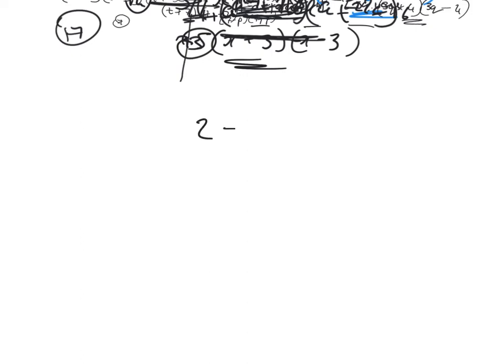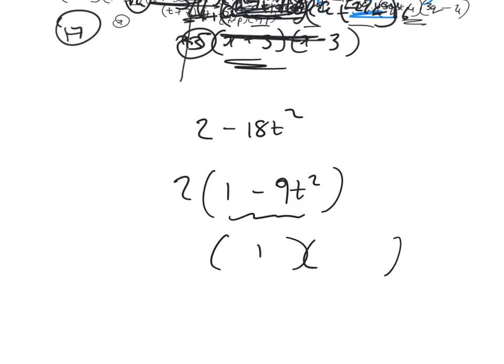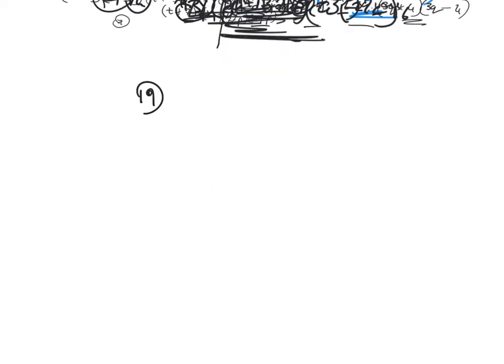Example 17. 2 minus 18t squared. Okay, common factor of 2. 2 times what gives me 2, that's 1. 2 times what gives me 18t squared, that's 9t squared. That's now a difference of two squares. Bracket with a plus, bracket with a minus. Square root of 1 is 1. Square root of 9t squared is 3t. But remember there's a 2 at the front.